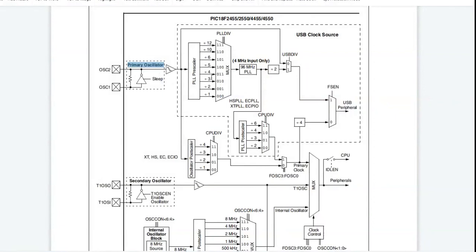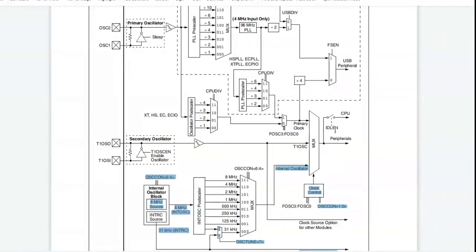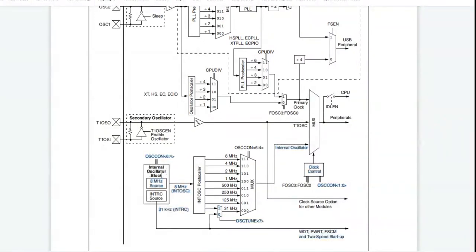The clock produced by the primary oscillator is used for USB peripherals. Secondary oscillator clock is used for peripherals as well as for the CPU. And the internal oscillator block, which produces the frequencies of 8 MHz and 31 kHz, these frequencies are used for peripherals as well as the watchdog timer, PWRT, FSCM, and two-speed startup. So as shown in the figure, the different frequencies are produced by the three different clock sources: primary oscillator, secondary oscillator, and internal oscillator block.